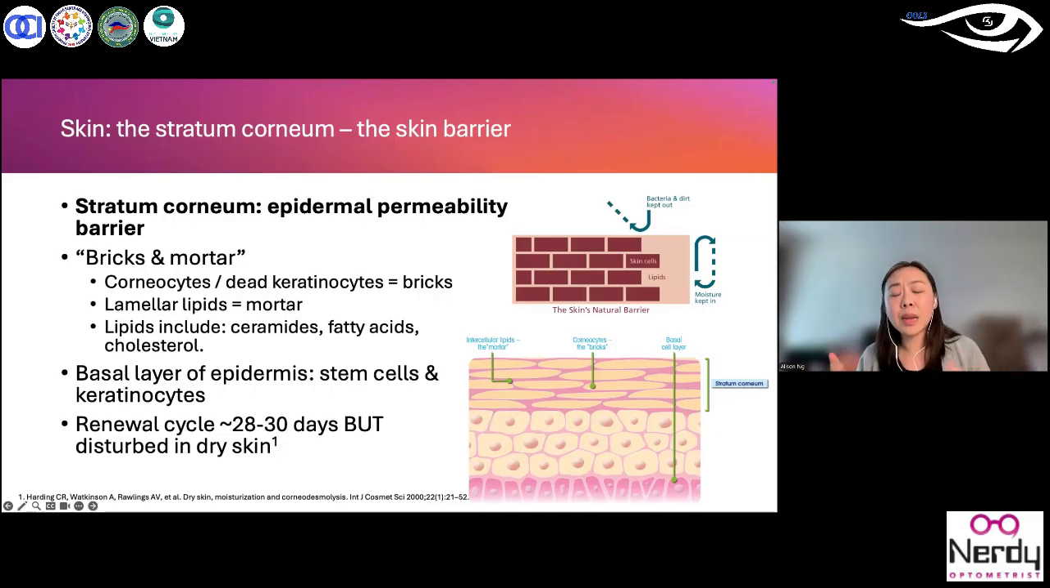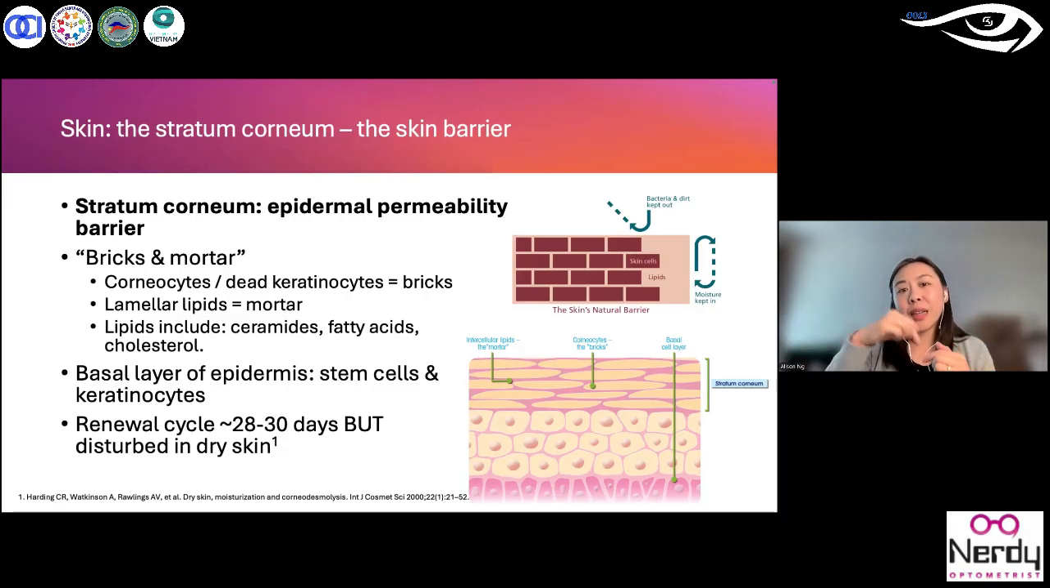The reason these stem cells differentiate and move upwards is that the very top layer, the stratum corneum, those corneocytes will eventually shed and die and be replaced by newer ones that come through. Now, each of these little bricks, these corneocytes, is made up of keratin, and that really gives the stratum corneum its toughness and structure. Each of these cells is surrounded by lipids, and these lipids contain ceramides, which you might have heard of if you buy any moisturizers in the store. They also contain fatty acids and cholesterols.